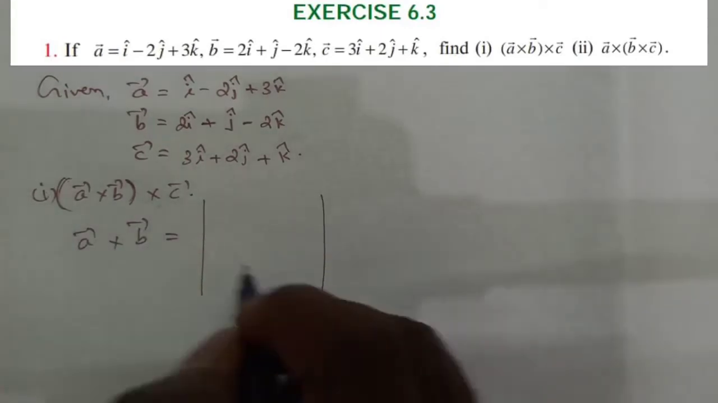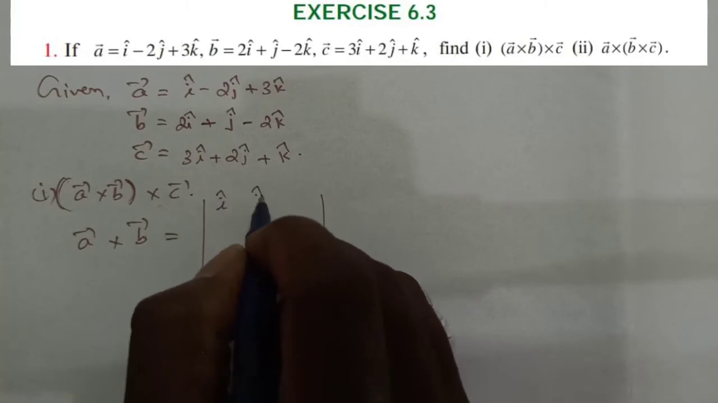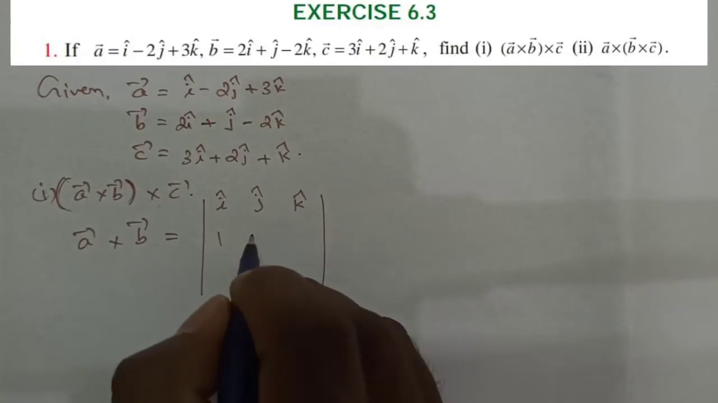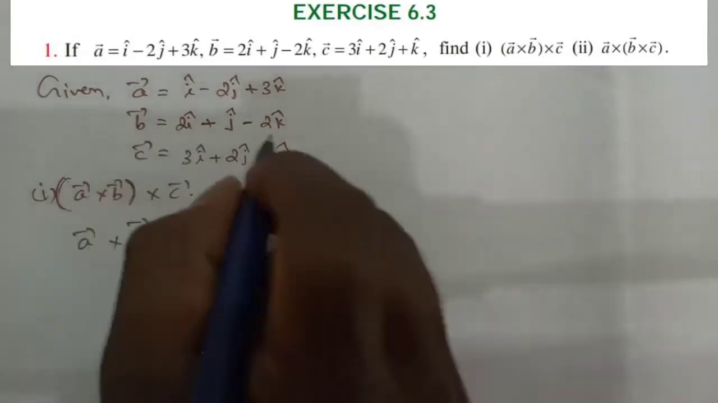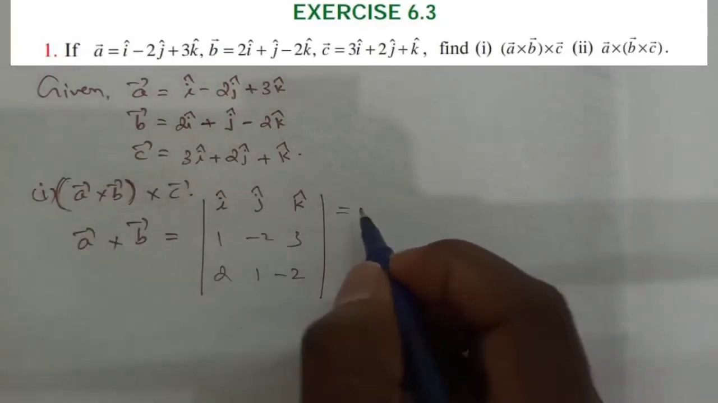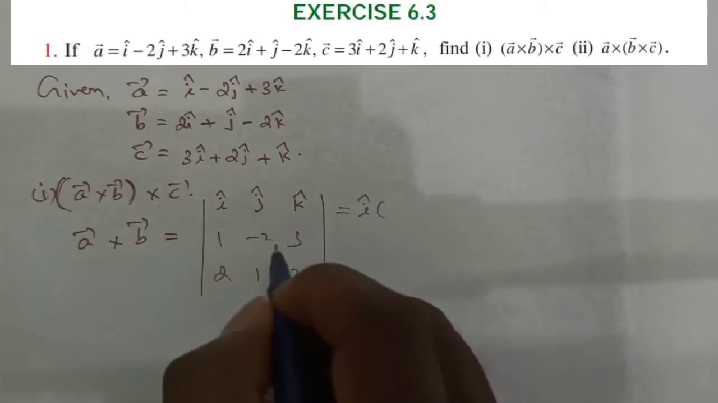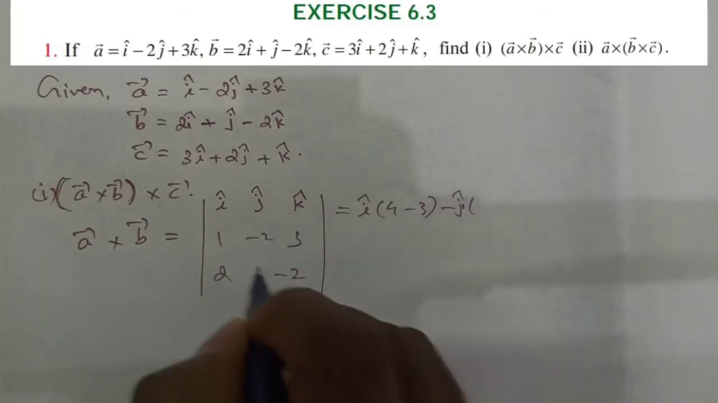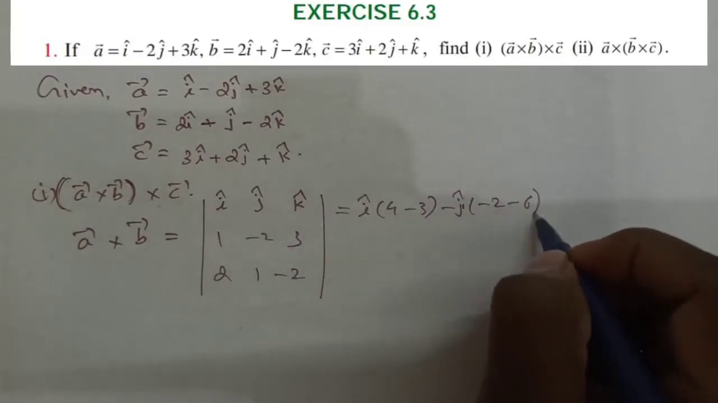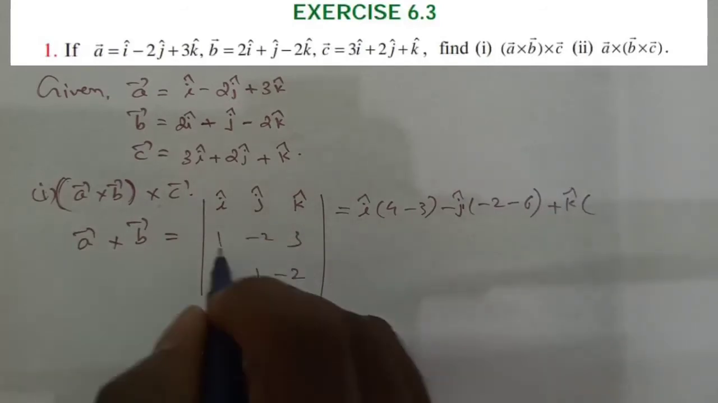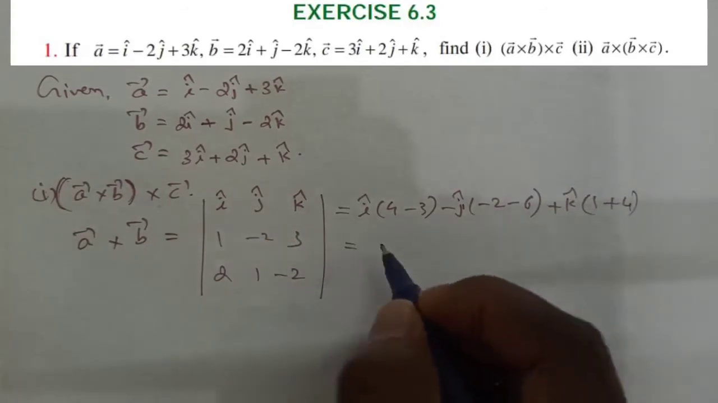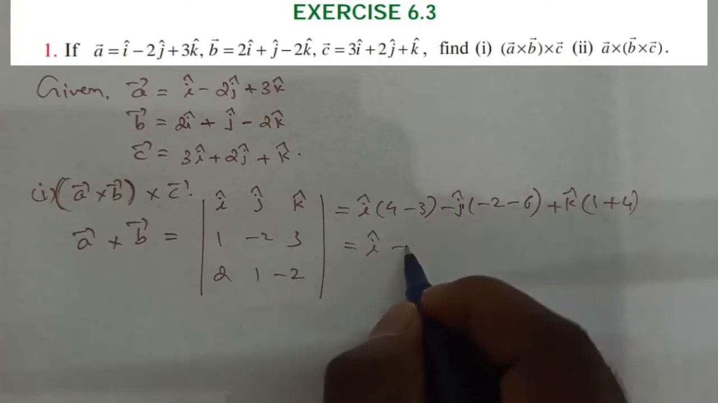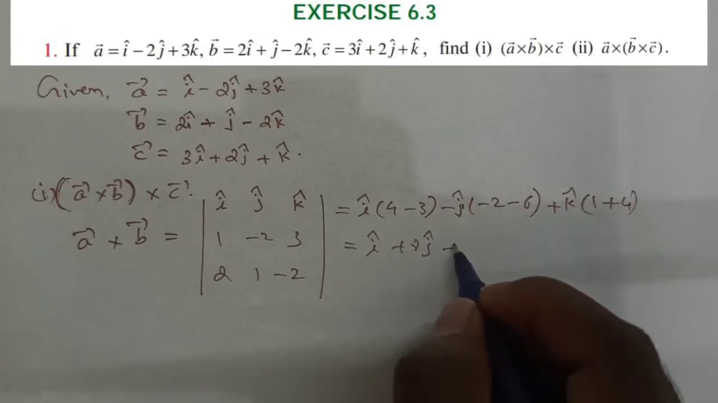So the determinant: in the first row i cap, j cap, k cap; in the second row, the components of a vector, that is 1, minus 2, 3; the second row b vector 2, 1, minus 2. Let's expand it. i cap into this is 2 minus 4 plus... 4 minus 3. Next minus j cap into minus 2 minus 6. Next plus k cap into the last one: 1 plus 4. So a cross b is 1 i cap plus 8 j cap plus 5 k cap.